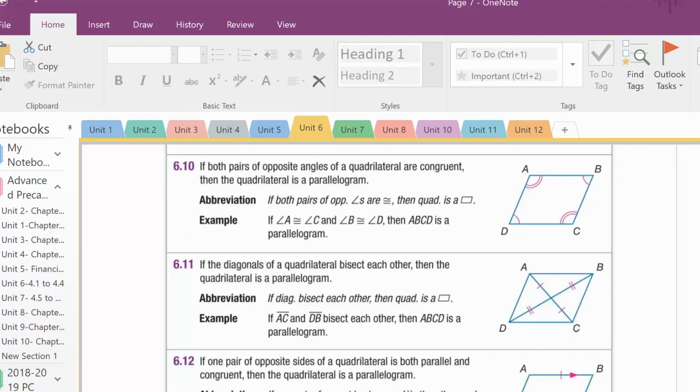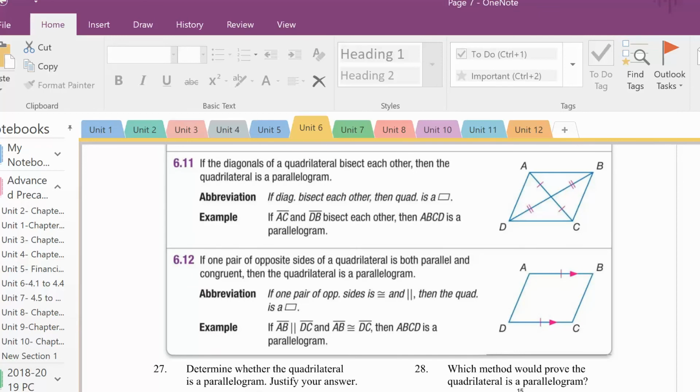If the diagonals bisect each other, then the quadrilateral is a parallelogram. Notice diagonals bisecting, so you have a parallelogram. And next, if one pair of opposite sides of the quadrilateral is both parallel and congruent, see here AB is both parallel and congruent to DC, then the quadrilateral is a parallelogram.